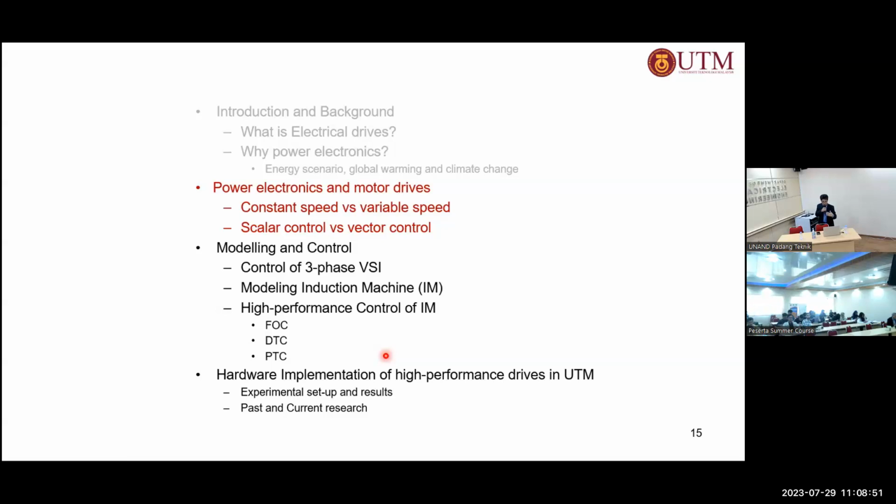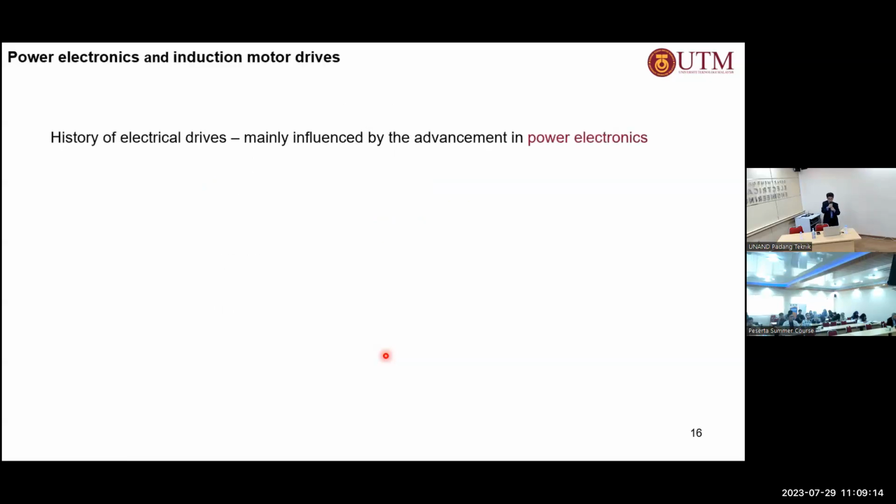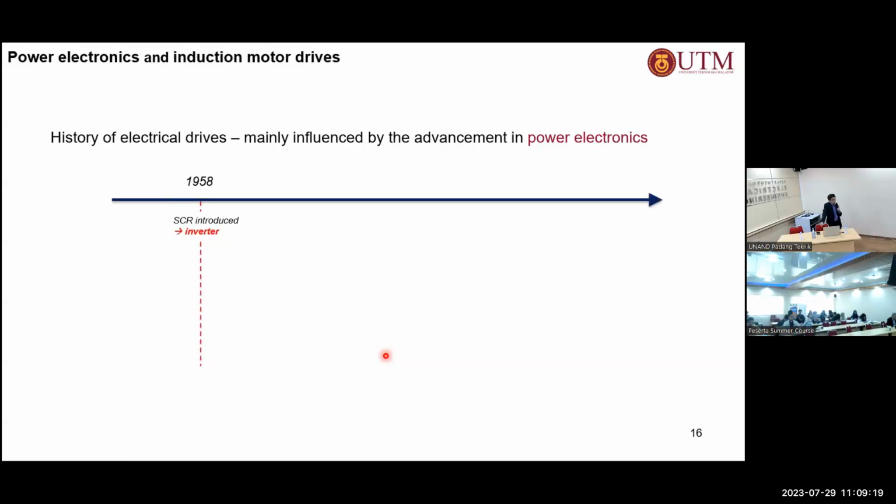All right, now let's go to the next part of the presentation, which is the power electronics and motor drives and how these are related. As I said earlier, the development of the motor drives is very much related to the development of power electronics, right? It all started when the first power semiconductor device, which is known as the SCR, silicon control rectifier, was invented by Bell Laboratories in the United States in 1958.